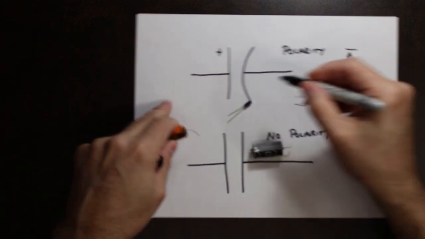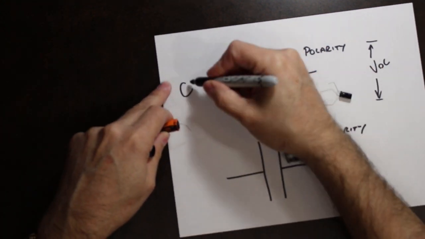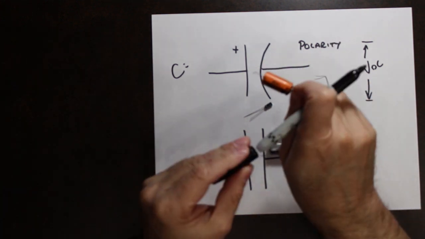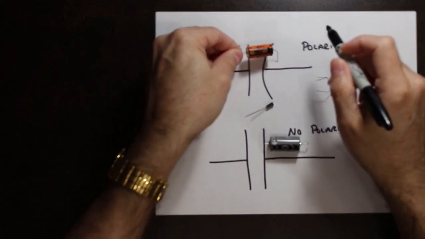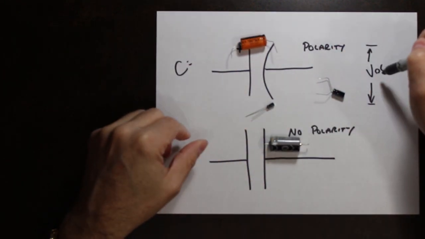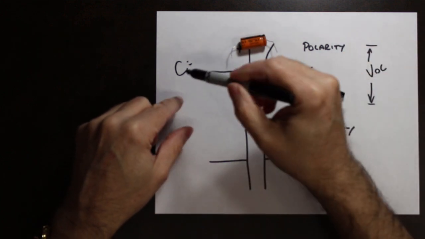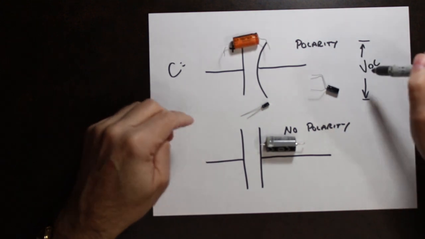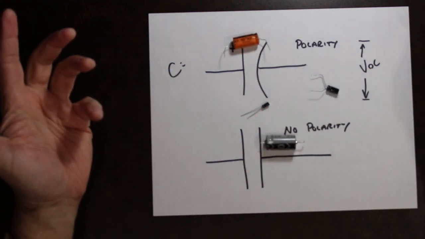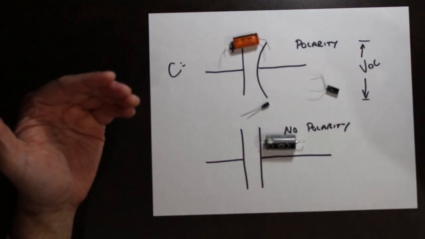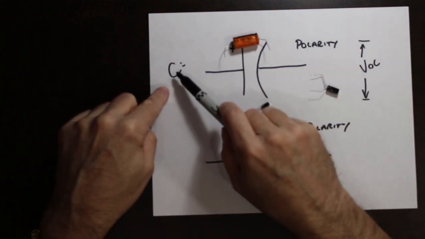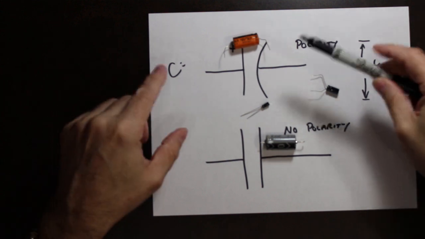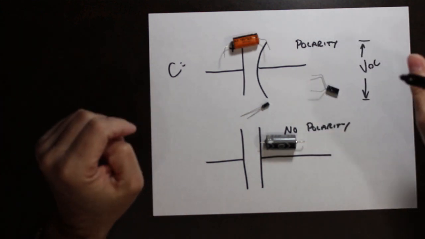The other thing is the actual capacitance, the amount of storage space, if you will. So not only the voltage, but also the amount of charge. Typically, the larger the voltage, the larger the plates, the larger the capacitor. The larger the capacitance, the larger the plates, the larger the storage.